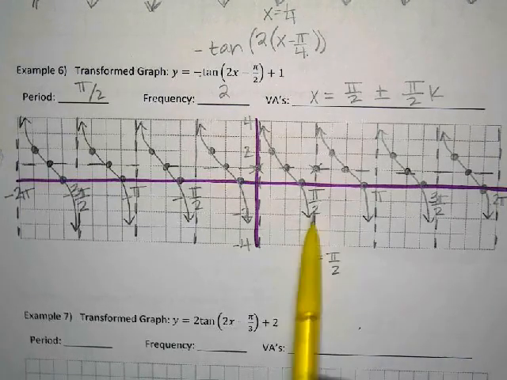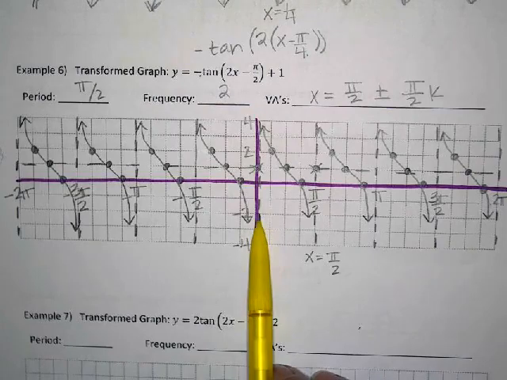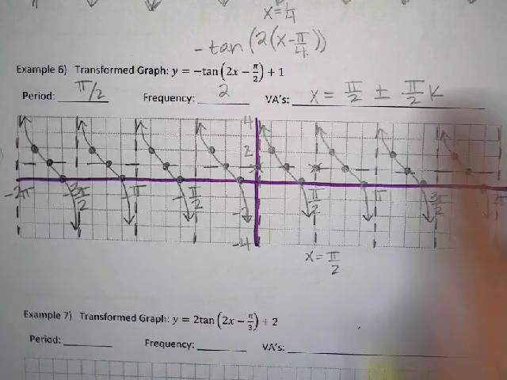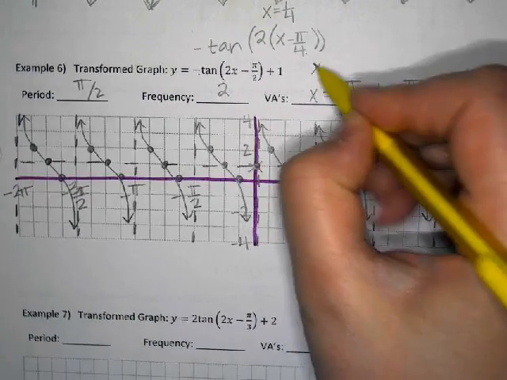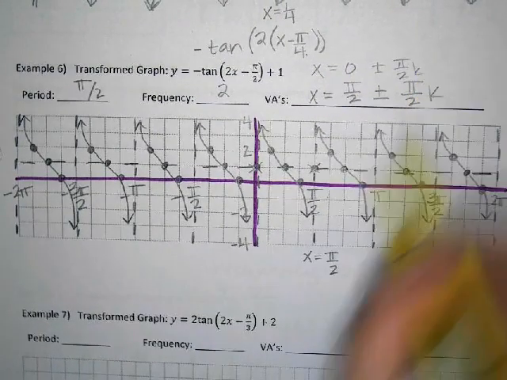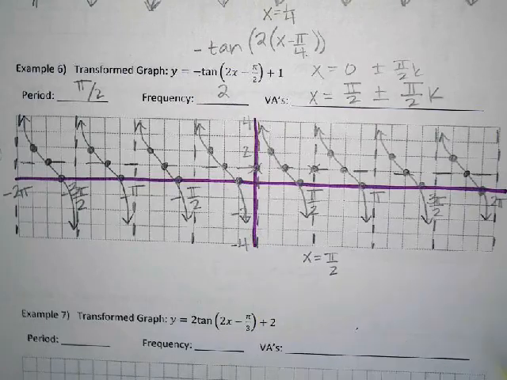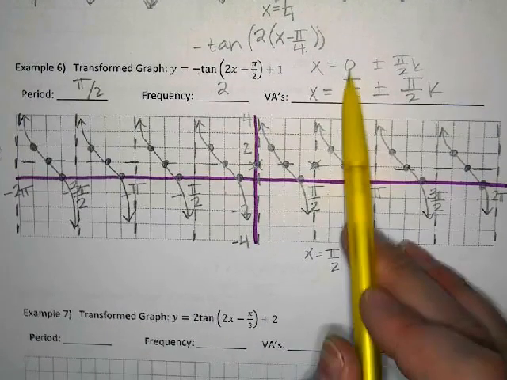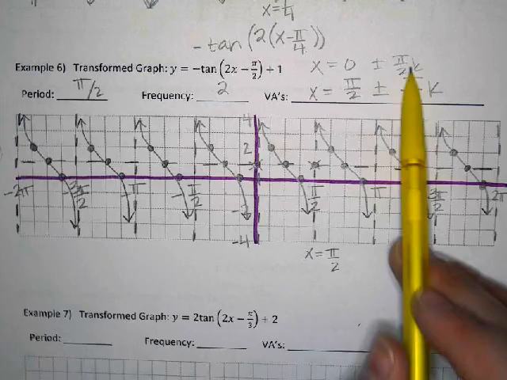You also could have written x equals 0 plus or minus pi halves k, because there was one at 0 right here. So you could have noticed that. So the starting one doesn't really matter. The important part is that you notice how far apart they are. Yeah. Any of the asymptotes are fine.